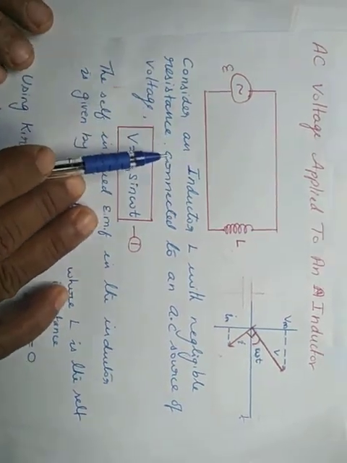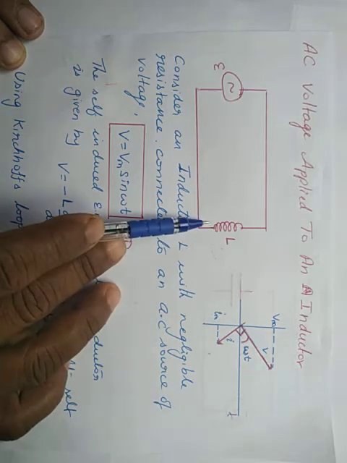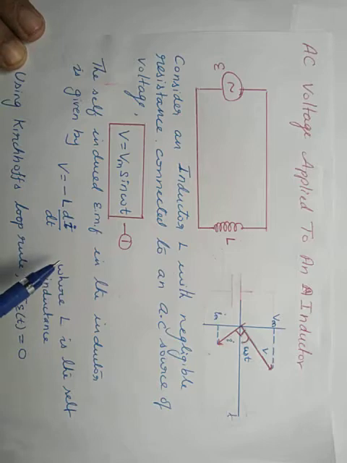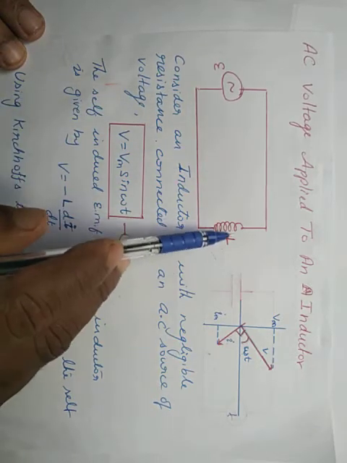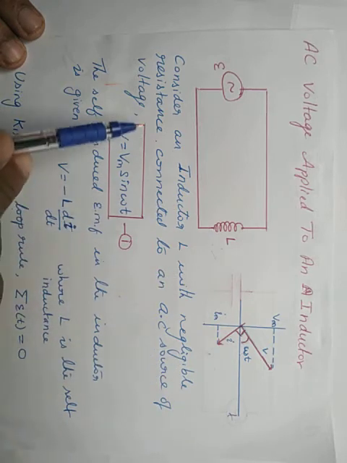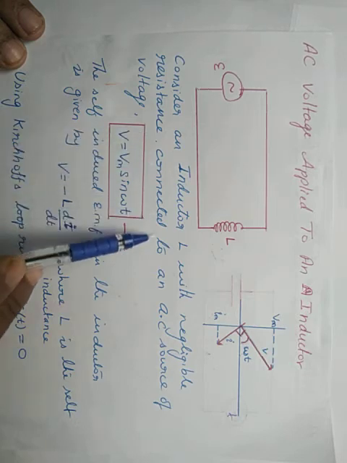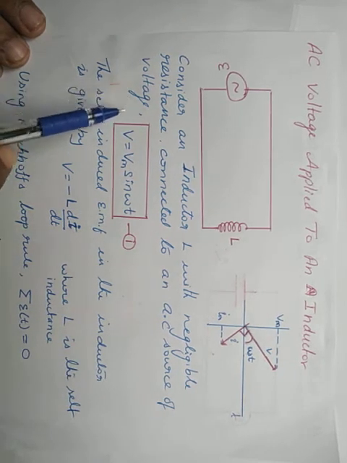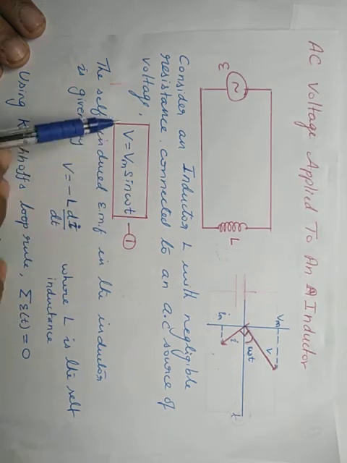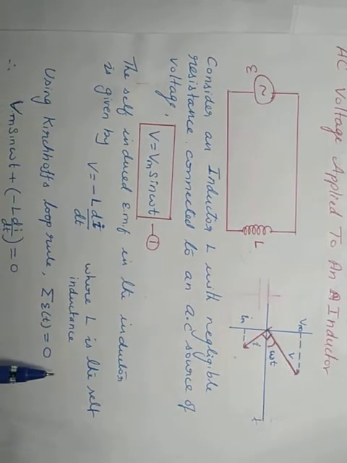Then you have to write some explanation. Consider an inductor L. You have to draw this as a spring-like diagram. An inductor is a coil. Consider an inductor L with negligible resistance connected to an AC source of voltage V equal to Vm sin omega t. Let it be equation number 1. This is the voltage of the AC source.